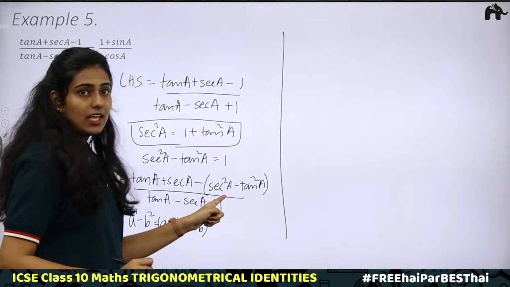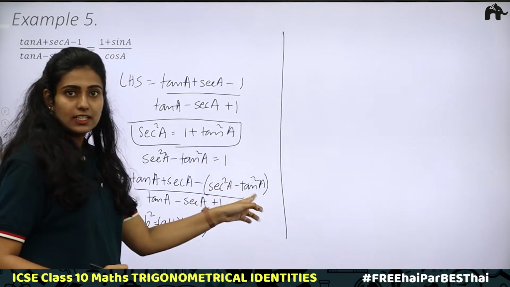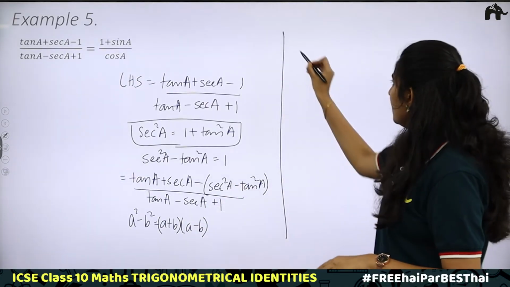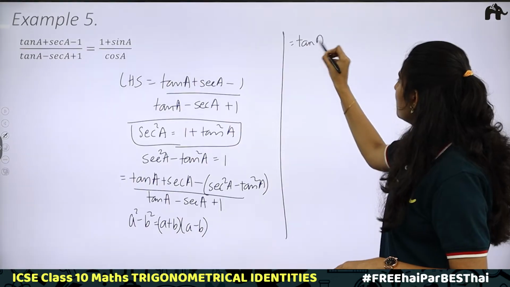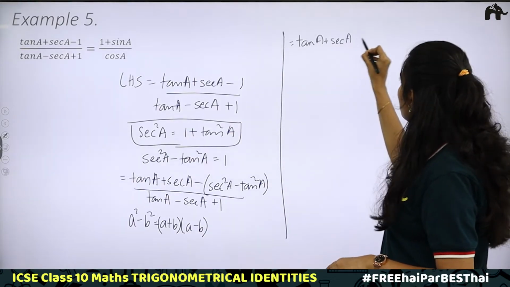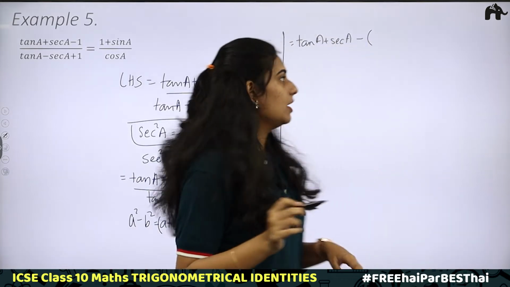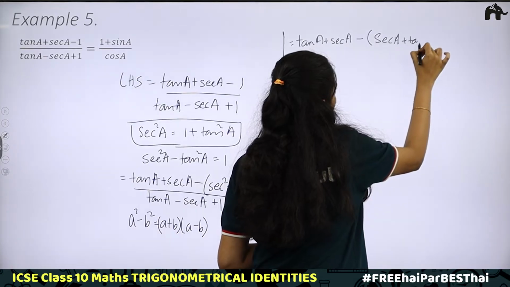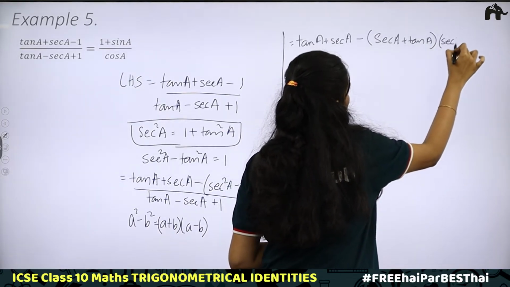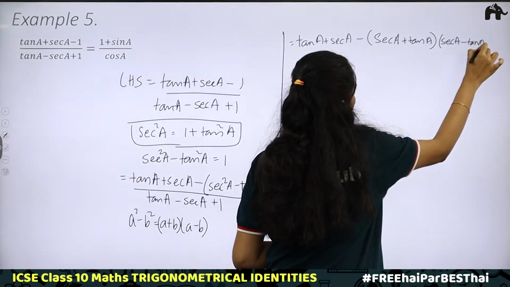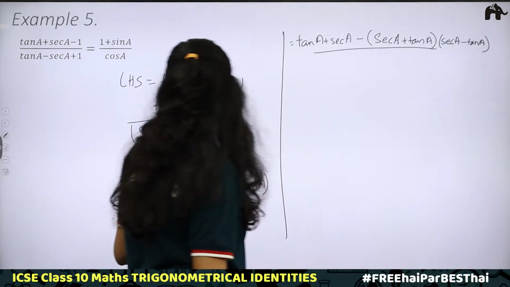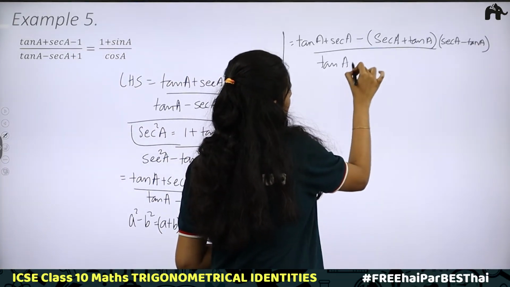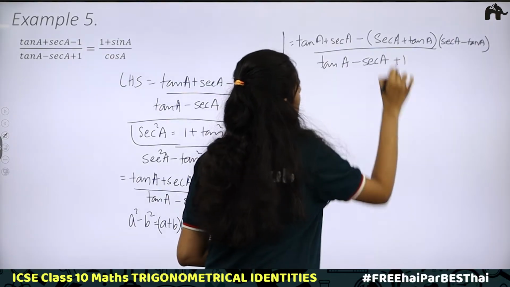Here in place of A we have sec A. In place of B it is tan A. So, this form can be changed to A plus B into A minus B. Then we will be getting tan A plus sec A minus sec square A minus tan square A becomes sec A plus tan A into sec A minus tan A, divided by the denominator tan A minus sec A plus 1.